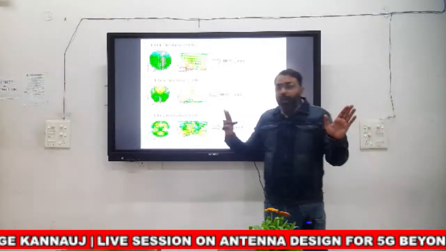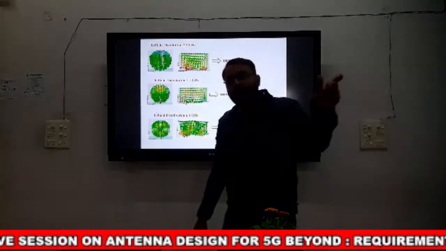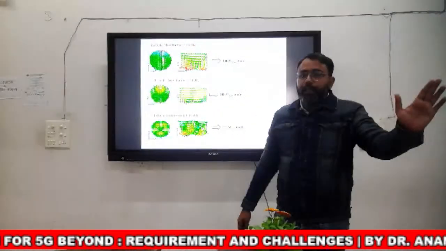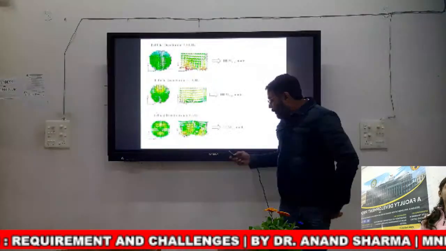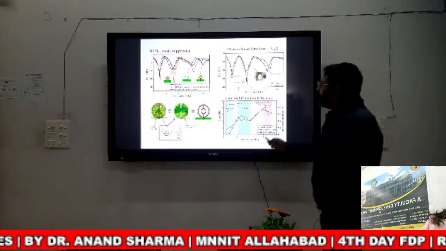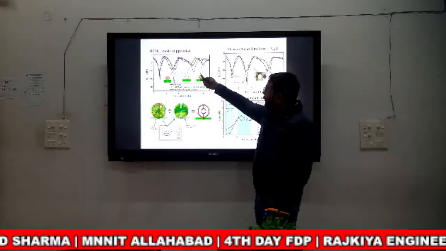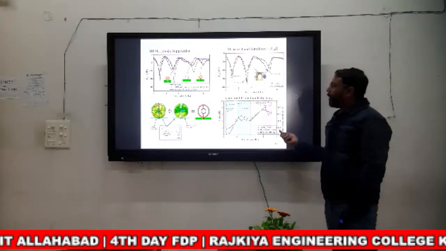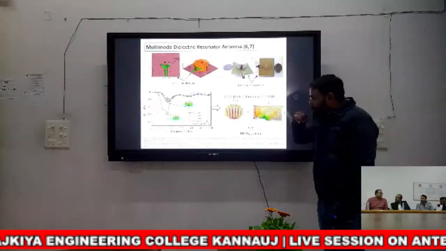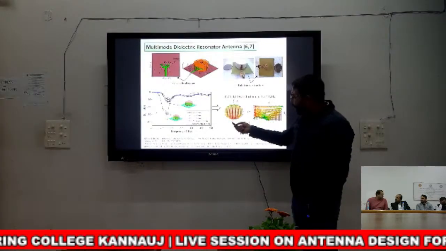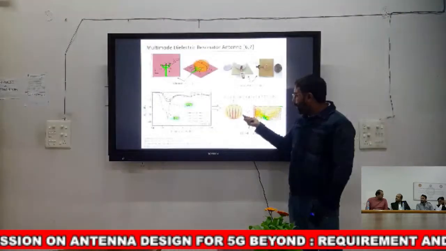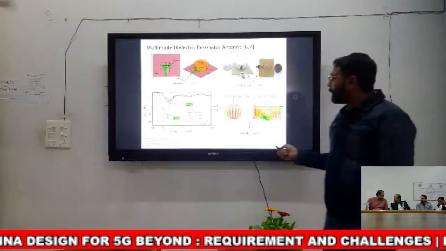In any structure, if non-radiating modes are created, then it will also affect the characteristics of the radiating modes. So you have to suppress such types of modes. We have used some technique to suppress this mode in this structure. This is the structure where we create the multiple modes to create the multi-band characteristics.